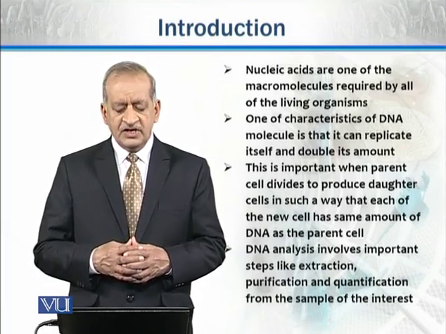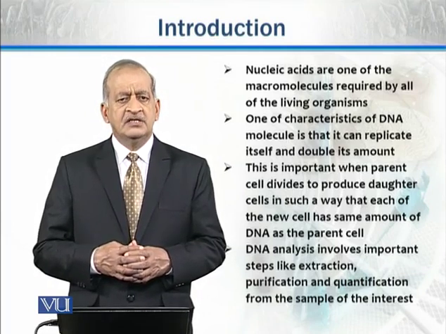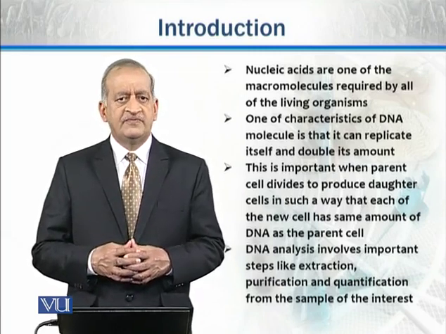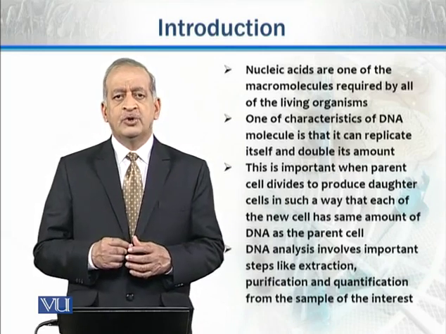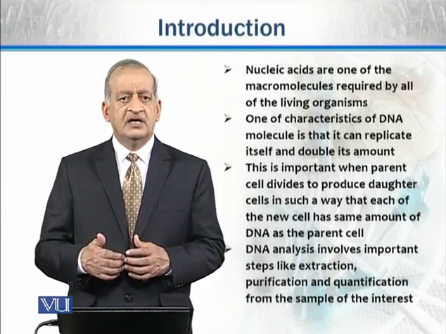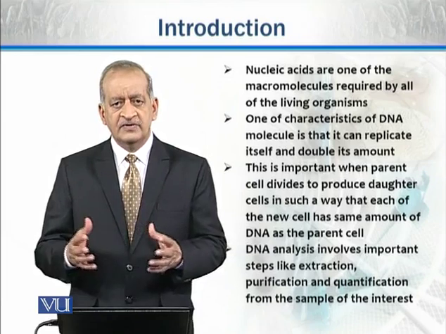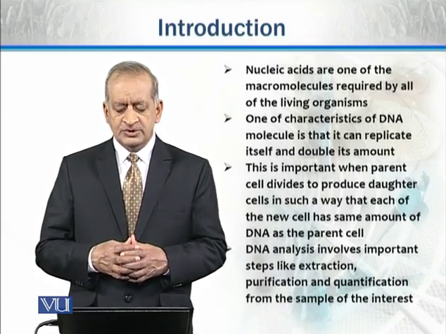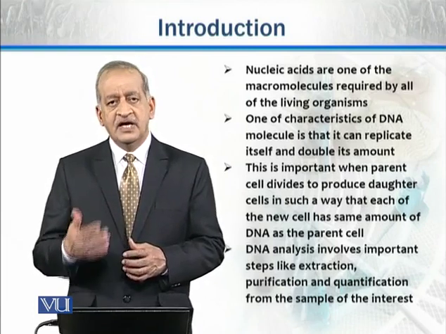One of the characteristics of the DNA molecule is that it can replicate itself and double its amount. This is required because when cell division takes place, the new cells which are produced have the same amount of DNA as the parent cells. So it is important that first DNA replicates itself, and then the doubled amount is divided equally into half in the new cells. This is important when the parent cell divides to produce daughter cells in such a way that each new cell has the same amount of DNA as the parent cell.